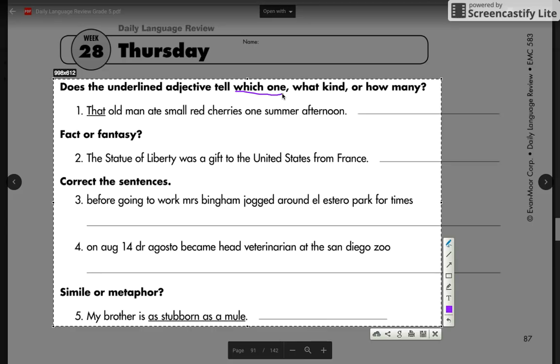All right, fact or fantasy. The Statue of Liberty was a gift to the United States from France. Is that fact or fantasy? It's fact. You can look that up. That isn't made up. That's a fact. You can look that up. The Statue of Liberty was a gift to the United States from France.